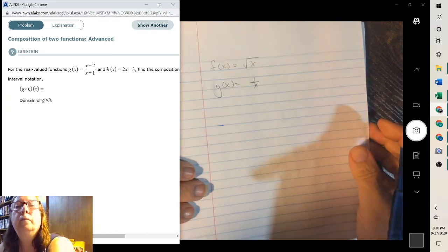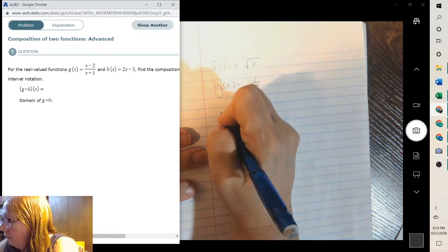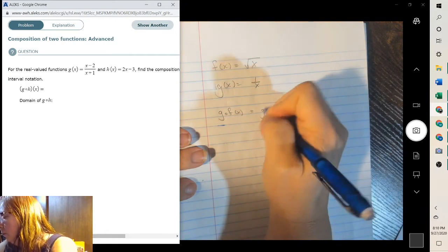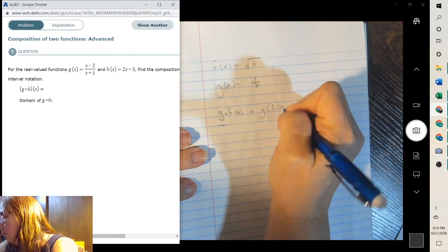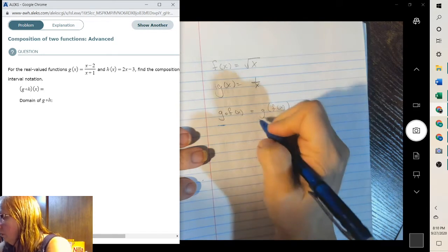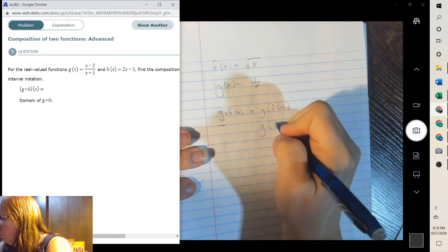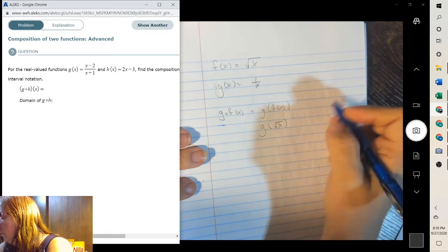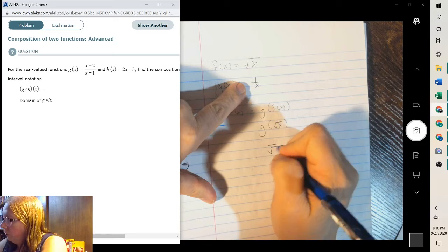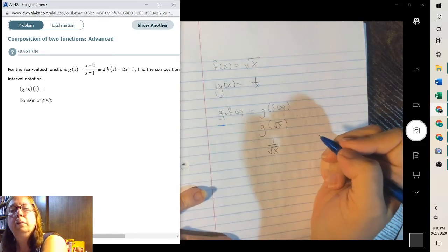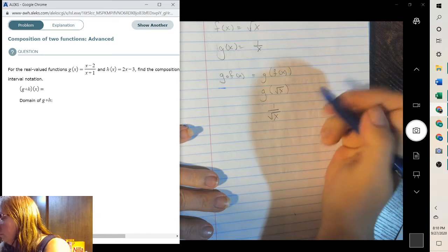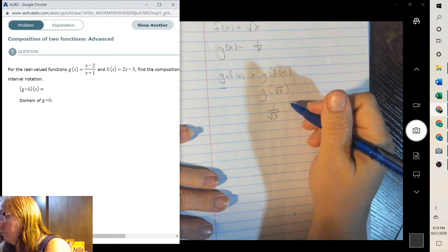This one. So if we find g of f of x, that means we're starting with f of x and plugging it into this one. So that would be the square root of x that's getting plugged in. Plugging it into here, it would be 1 over the square root of x. That would be our answer.